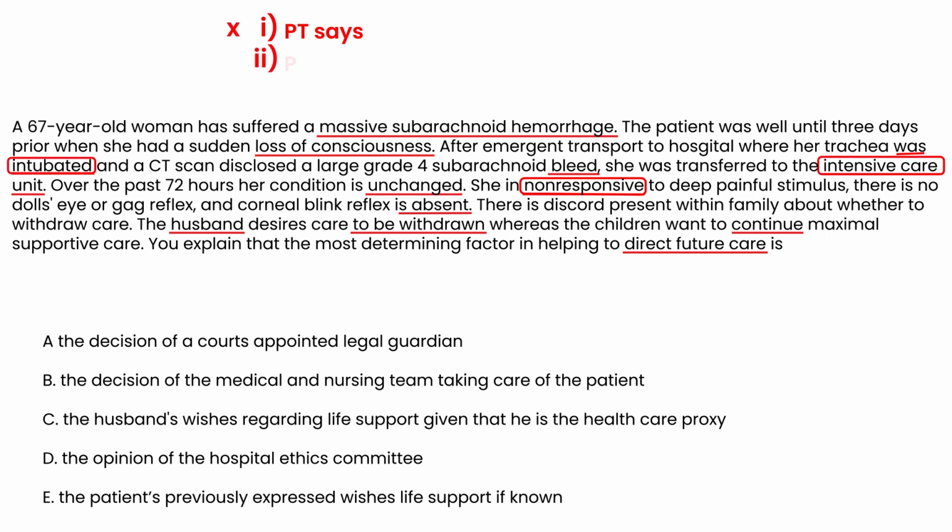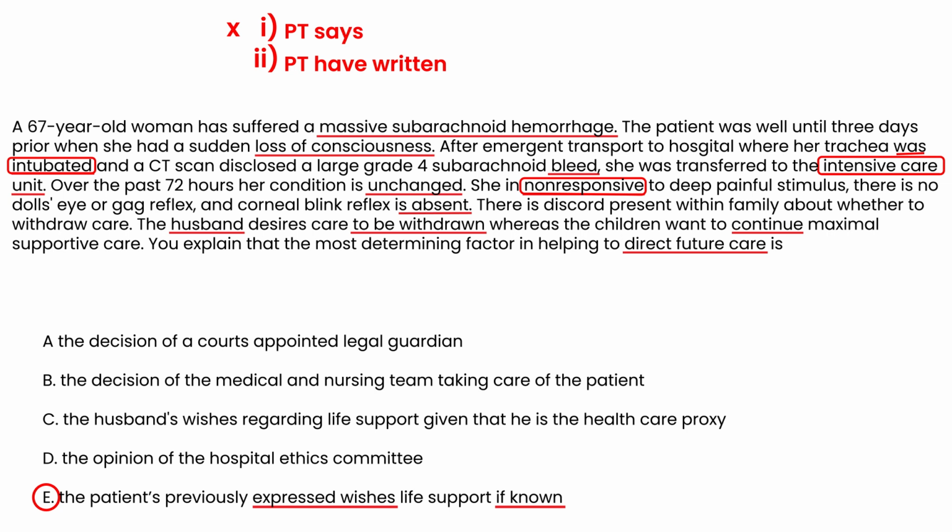Next thing, what does the patient have written? Anything written in an advance directive or a previous living will? And that is one of the choices. That is choice E. Patient's previously expressed wishes regarding life support, if known. So that would be the answer.